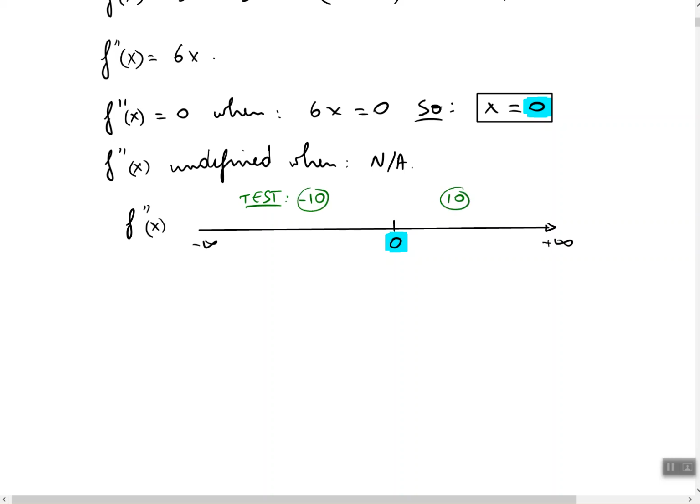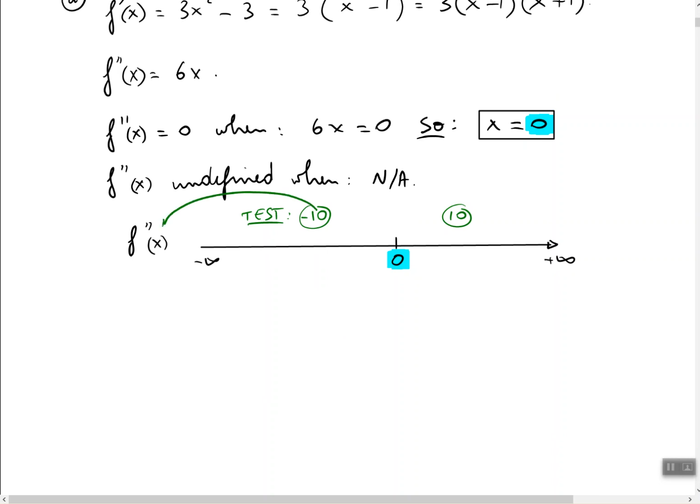So we're going to grab those numbers and put them into the second derivative. If we put in negative 10, negative 10 times 6 will be negative 60 at the end, so this is going to be a negative amount. And when I do the same thing with 10, 10 times 6 will be positive 60. So this is positive, which means that the function is going to have a concavity down, and then a concavity up.